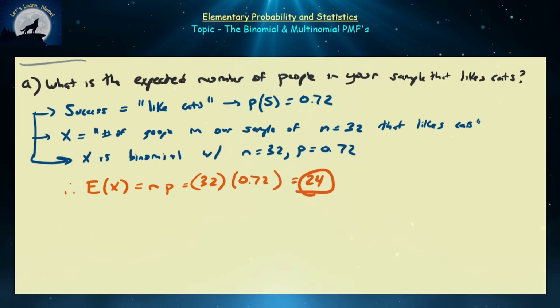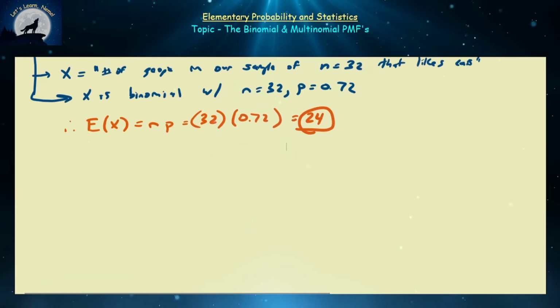So we expect somewhere around 24 people in our sample of 32 to like cats. Yes, obviously it's possible that nobody in our sample likes cats. It's possible that everybody in our sample likes cats. But on average, if it's a simple random sample, we do expect that some people like it and some people don't. In particular, we expect somewhere around 72% of our sample to like cats.